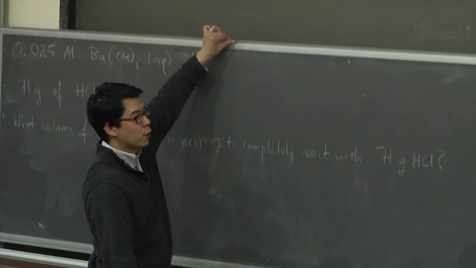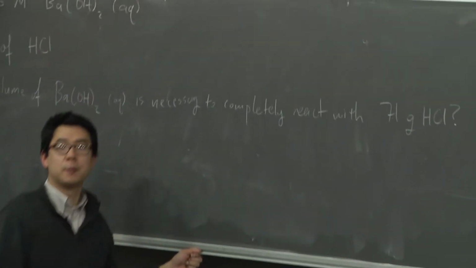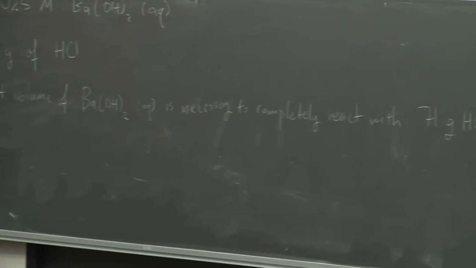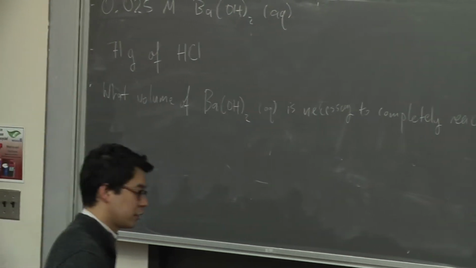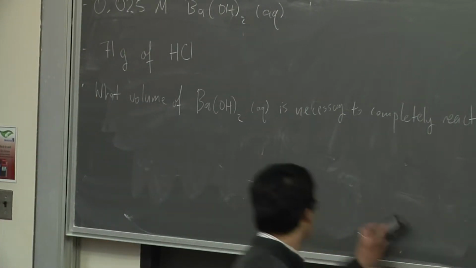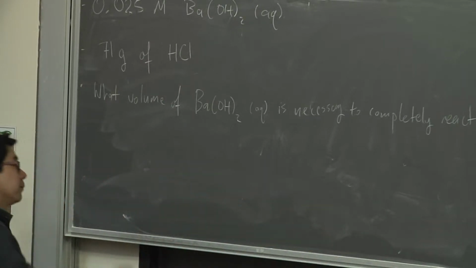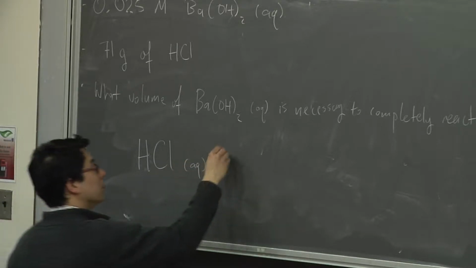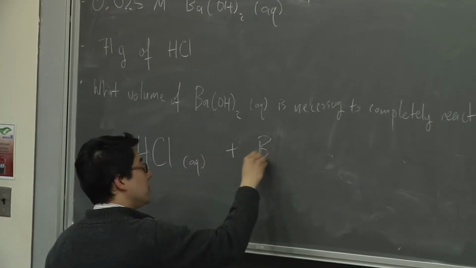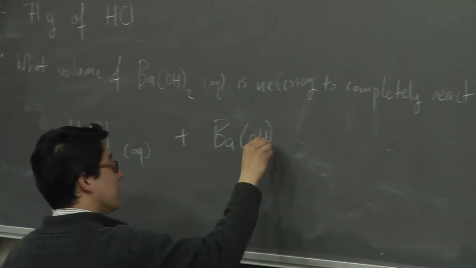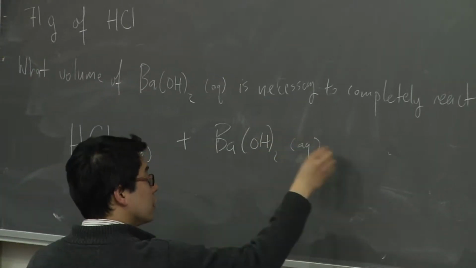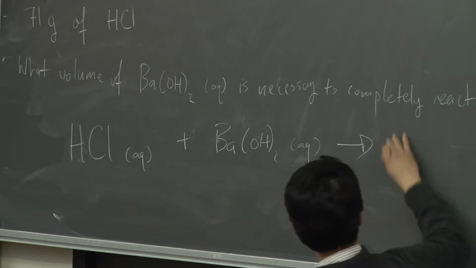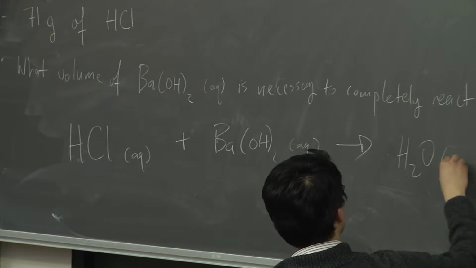So the first thing we want to do, I think, well, I know what I think. You tell me what you think. What's the first thing you want to do? Write the equation. Excellent. That's the first thing I would do. So what's the equation? HCl, aqueous in this case, plus Ba(OH)2, aqueous, gives us H2O, right? What kind of reaction is this?